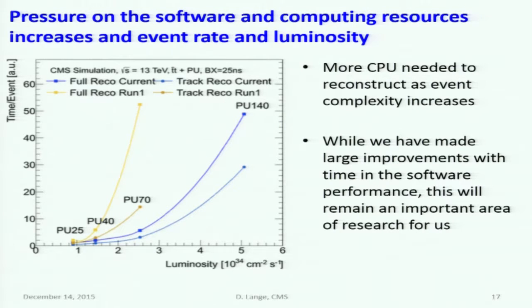That's the first point. The second point is that as luminosity increases, so that's the x-axis of the graph, the time to process an event grows exponentially. So that is to say that from an offline computing person's point of view, there are 2 challenges that then multiply.